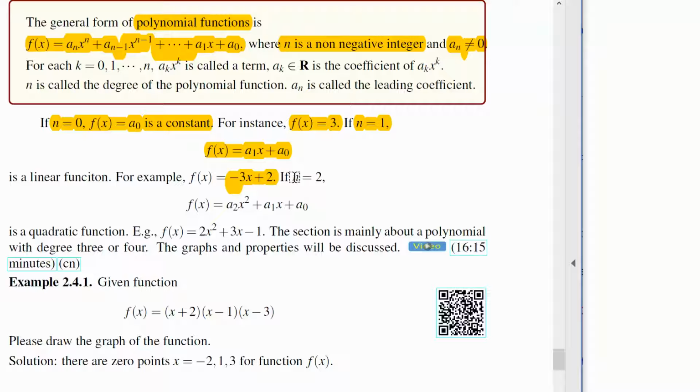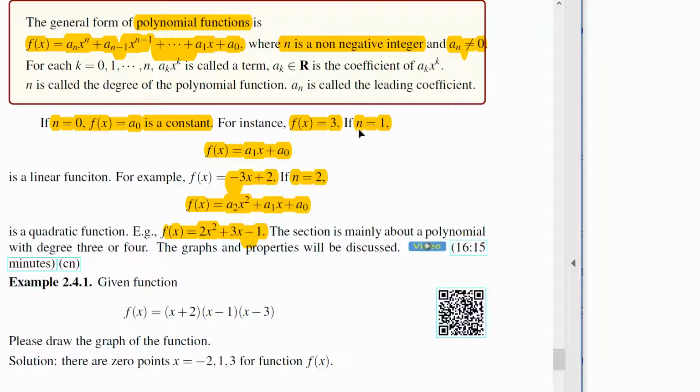And n can be 2. If n is 2, the general form will be a quadratic function. For example, this special case will be the graph of 2 times x squared plus 3x minus 1. So when n is 2, the polynomial will be a quadratic function, and the graph of the function will be the parabola.